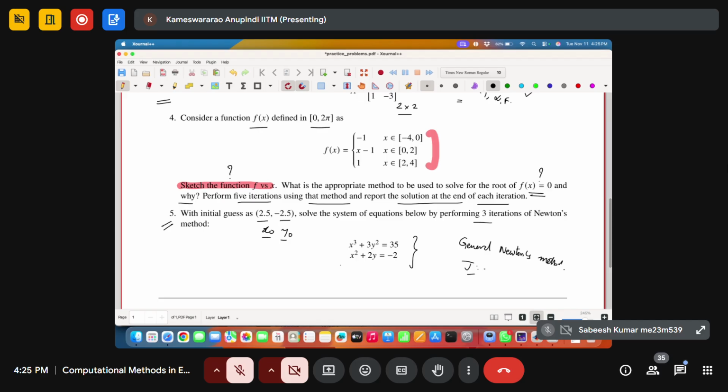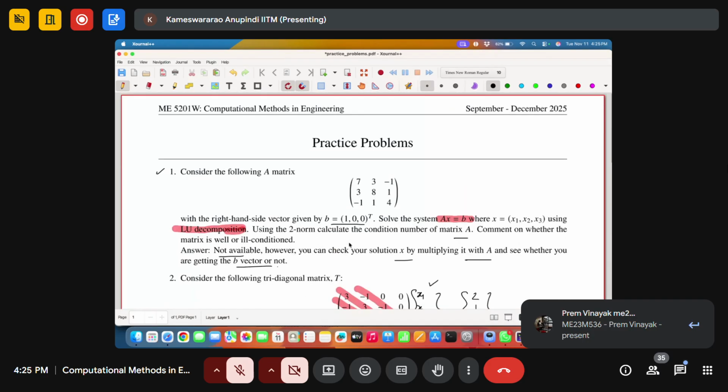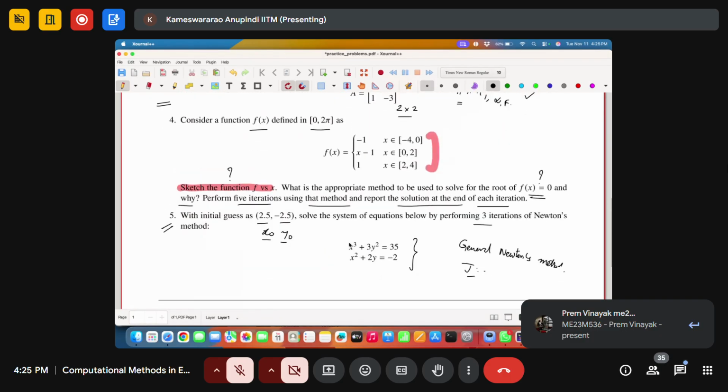We have done this thing. Yes. Okay, so I would suggest you practice all these. I think that will be a good preparation for the midterm exam. Okay, any questions or any comments on this?